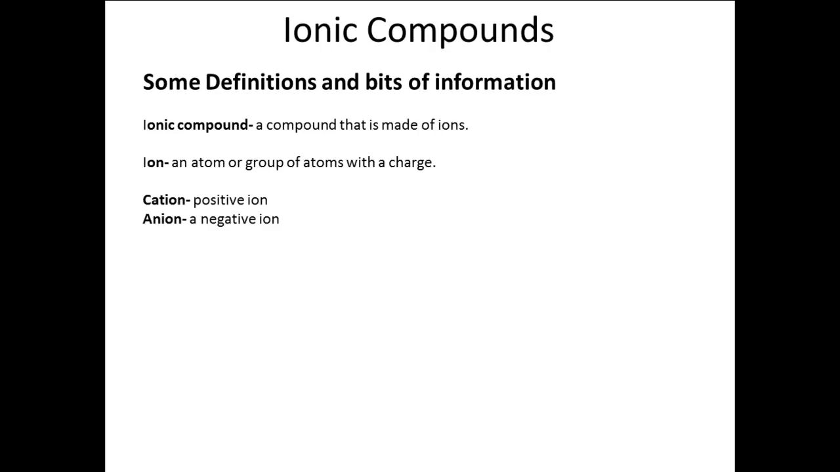A positive ion is called a cation, while a negative ion is called an anion. A cation is created by the atom losing one or more electrons. An anion is created by an atom gaining one or more electrons. A group of atoms with a charge is called a polyatomic ion. Most polyatomic ions are anions. Pause the video here to write down these definitions.